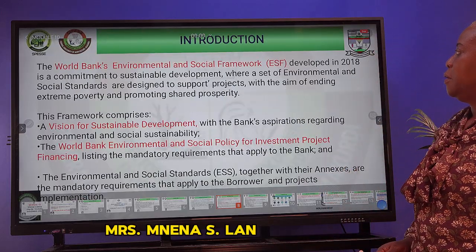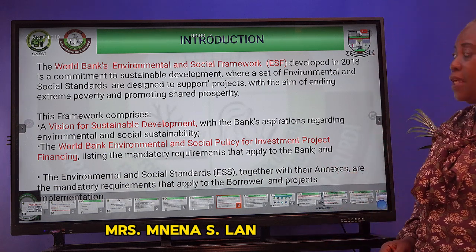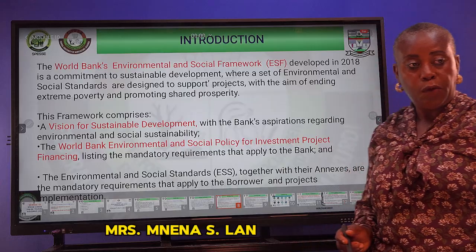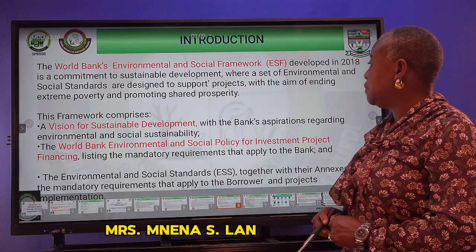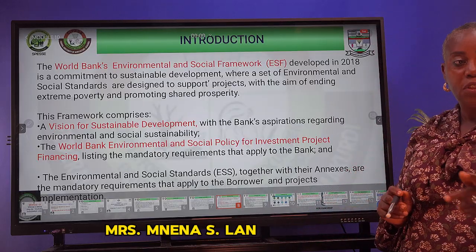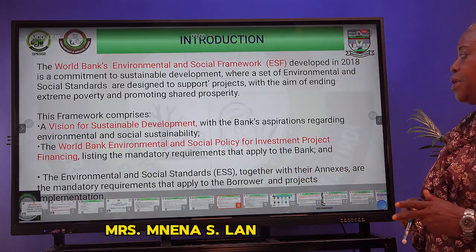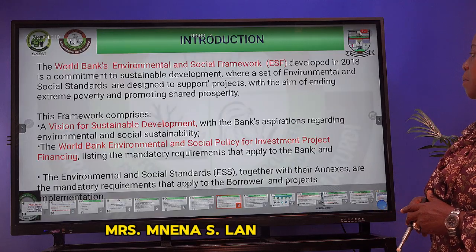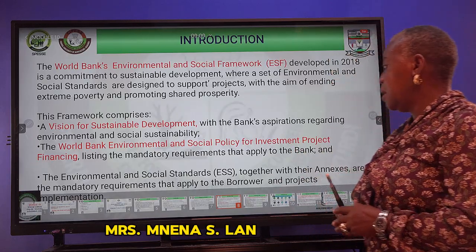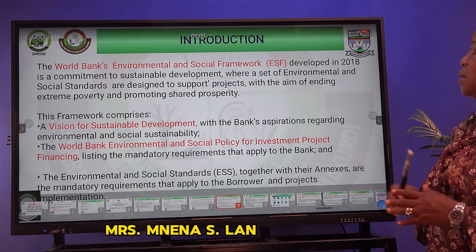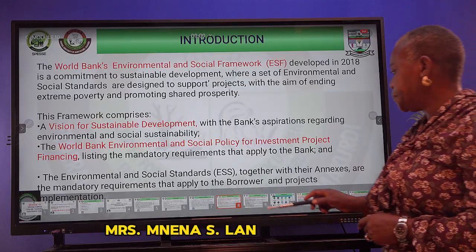So, from the very basic, the World Bank Environmental and Social Framework, developed in 2018, is a commitment to sustainable development, where the environmental and social standards are designed to support project activities with the aim of ending extreme poverty and promoting shared responsibility. There is a vision for sustainable development, and an environmental and social policy for investment financing of projects, which the World Bank supports. The whole aim is to ensure that there's a shared responsibility in project delivery between the financer and the beneficiary.